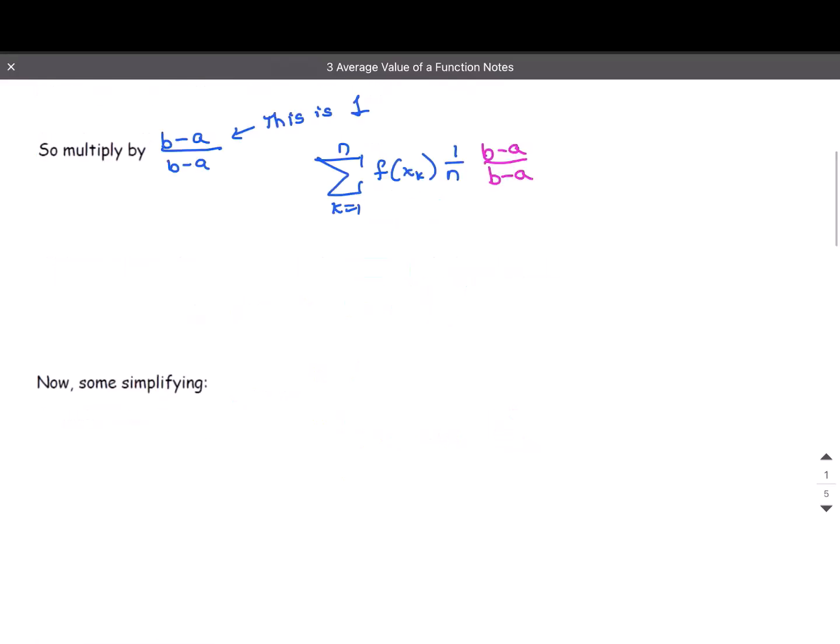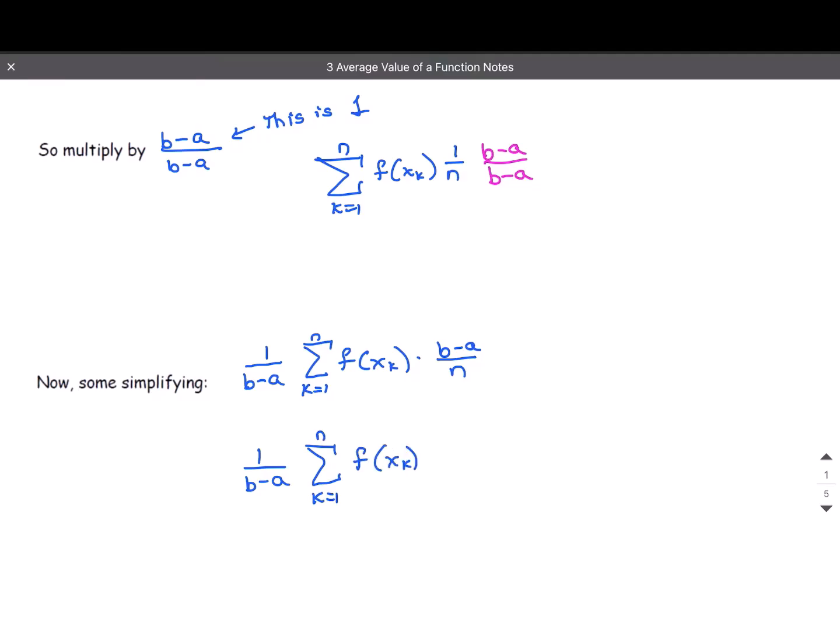Now we're going to simplify. That b minus a is really not affected by the summation because k is changing from 1 to n, so I can factor the 1 over b minus a out of the summation and leave that as k goes from 1 to n of f of x sub k times b minus a all over n. That's the same as 1 over b minus a times the summation as k goes from 1 to n of f of x sub k, but that b minus a over n is just our delta x.